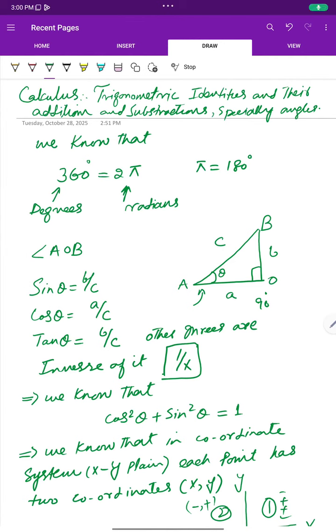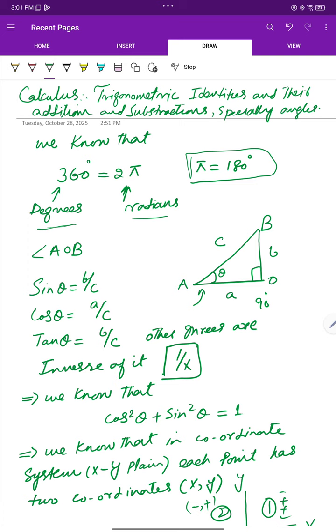Hi everyone. It's calculus, trigonometric identities and their addition and subtraction, especially dealing with angles. So we know that 360 degrees is equal to 2 pi. So these are degrees, 360, and 2 pi. These are two systems, radians and degrees. We are familiar with this. And for simplification, we have pi is equal to 180 degrees.